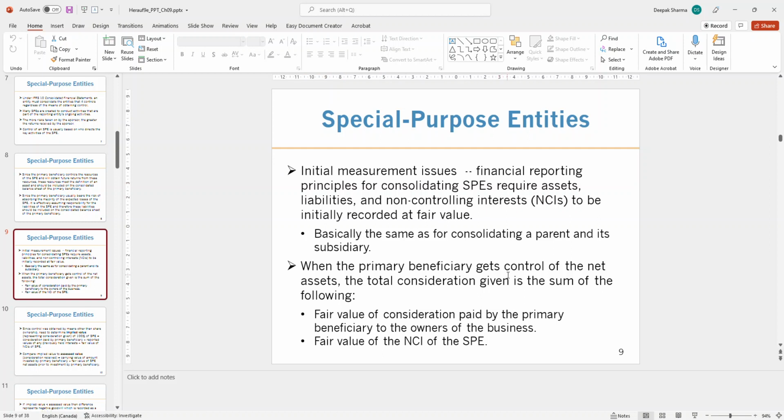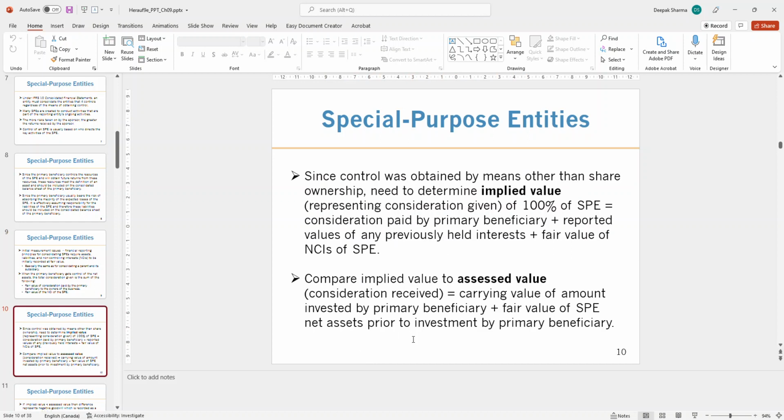So when the primary beneficiary gets control of the net assets, the total consideration given is the sum of the following. It's the fair value of the consideration paid by the primary beneficiary, which is the company who is having the control, and the fair value of the NCI, and that becomes the total value. And after that, you will do the allocation of the acquisition differential, and then finally find the value of your goodwill as well, if it does exist.